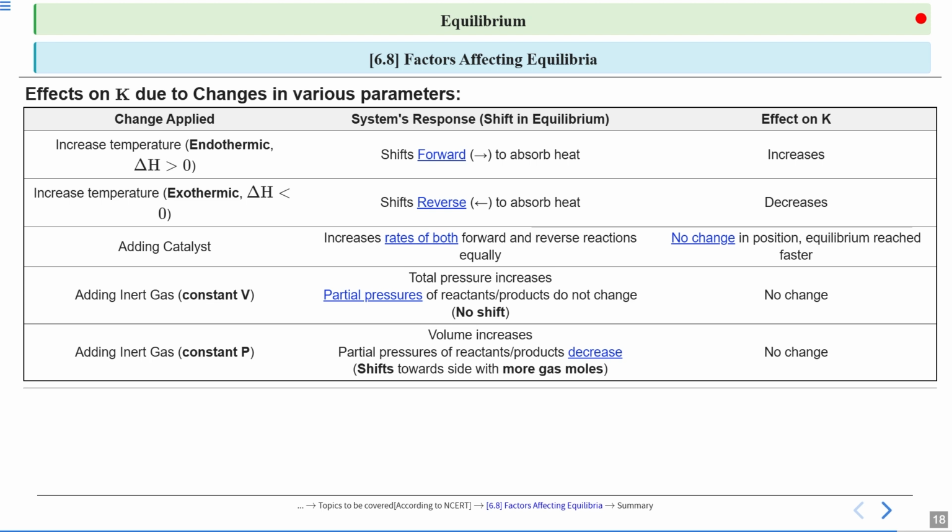But if I talk about the inert gas addition at constant pressure, then in that case, the partial pressure of the products decreases. So the reaction behaves in the way like you are decreasing the pressure. So the reaction will proceed in that direction, which has more gas moles. But at last, it has no change on the equilibrium constant as well. Is it clear to all of you? So this was the most important part of your equilibrium, I would say. Most of the questions can be asked from here, and they are asked from here, right? So the theoretical questions from equilibrium come from this Le Chatelier principle.